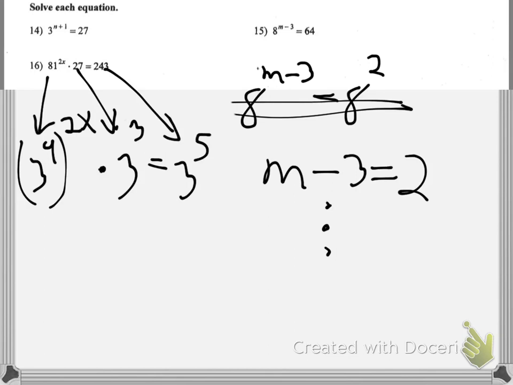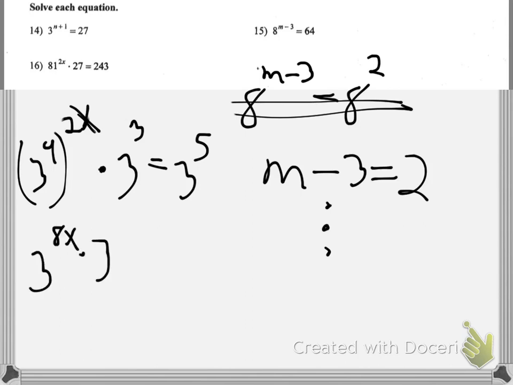So if that's the case, let me get these arrows out of there. I thought they would help, but they're too messy. If that's the case, then we're almost there. These are all powers of 3 now. It's a little weird having the stacked exponents, so maybe we'll clean that up. 4 times 2x makes like 8x. So we'll say this is 3 to the 8x times 3 to the 3 equals 3 to the 5.